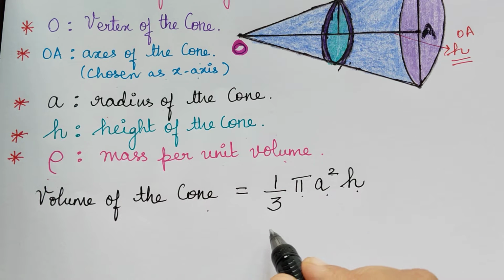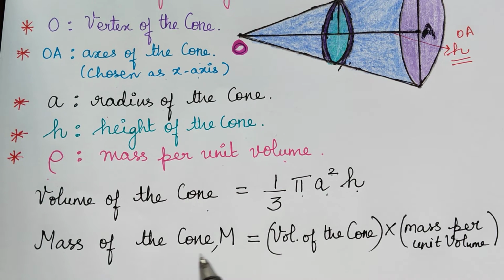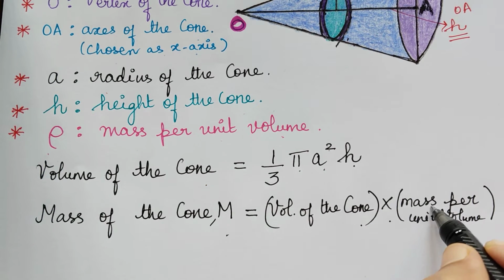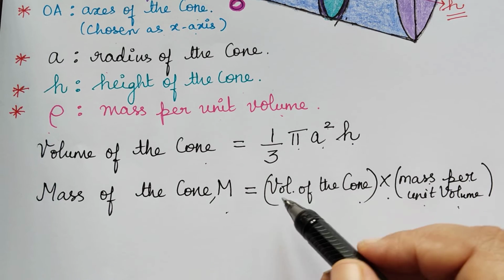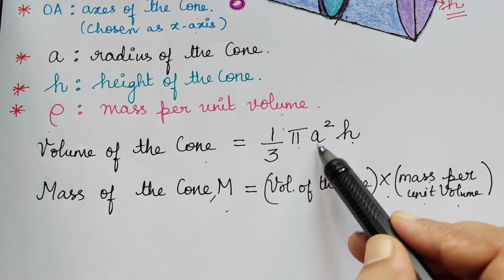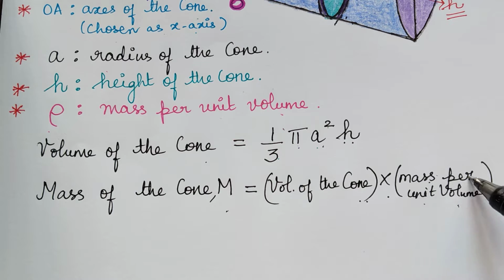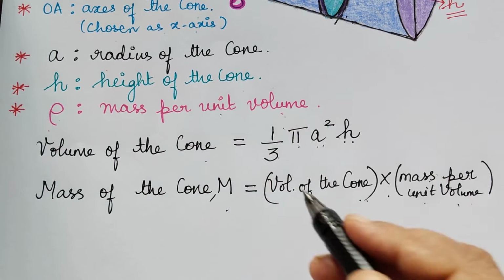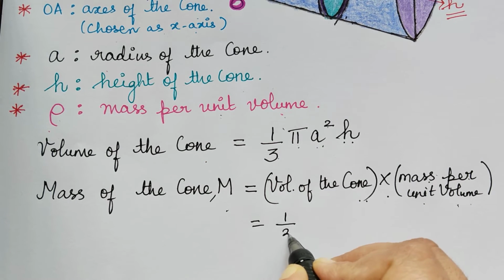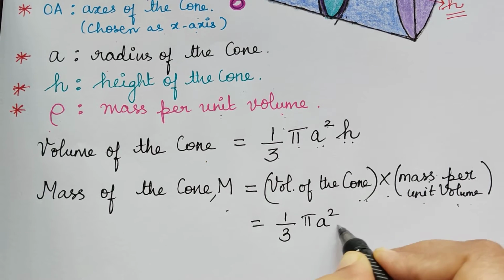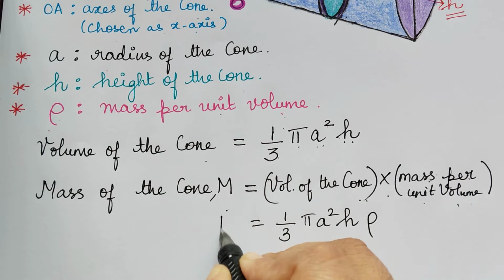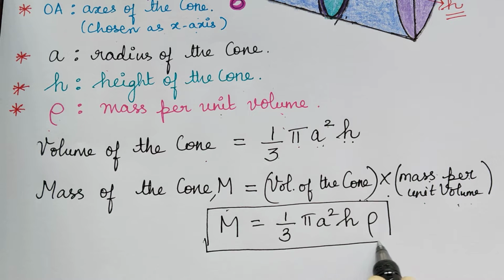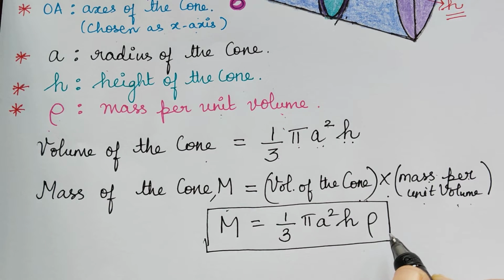Now we will find the mass of the cone. The mass of the cone capital M is given by volume of the cone multiplied with mass per unit volume. The volume of the cone is 1 by 3 pi a square h, and rho is mass per unit volume. So when we multiply this, we get capital M equal to 1 by 3 pi a square h rho.